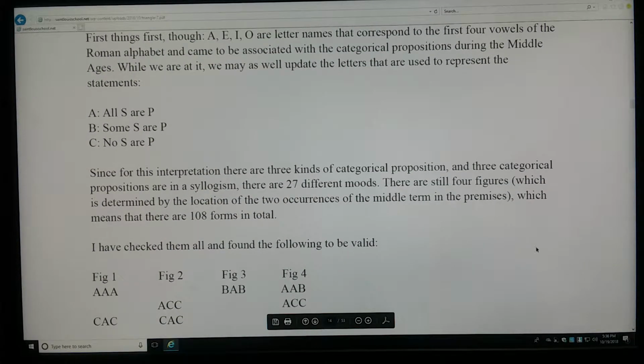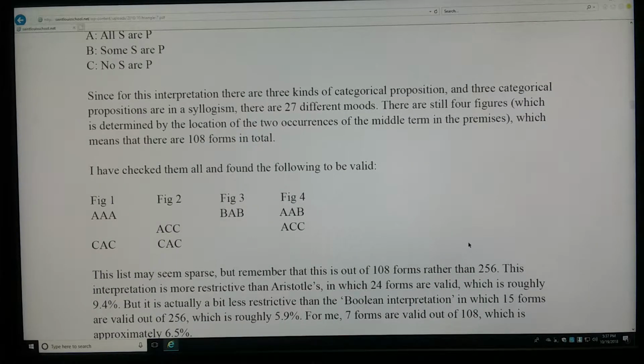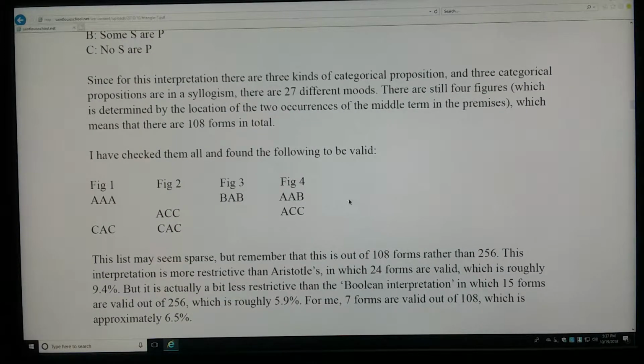Since for this interpretation there are 3 kinds of categorical proposition and 3 categorical propositions in a syllogism, we have 27 different moods. And there are still going to be 4 figures. The figure is determined by the location of the middle term in the premises. That means there are going to be 108 forms in total. I have checked all of these and found the following to be valid. So we have 7 valid forms.